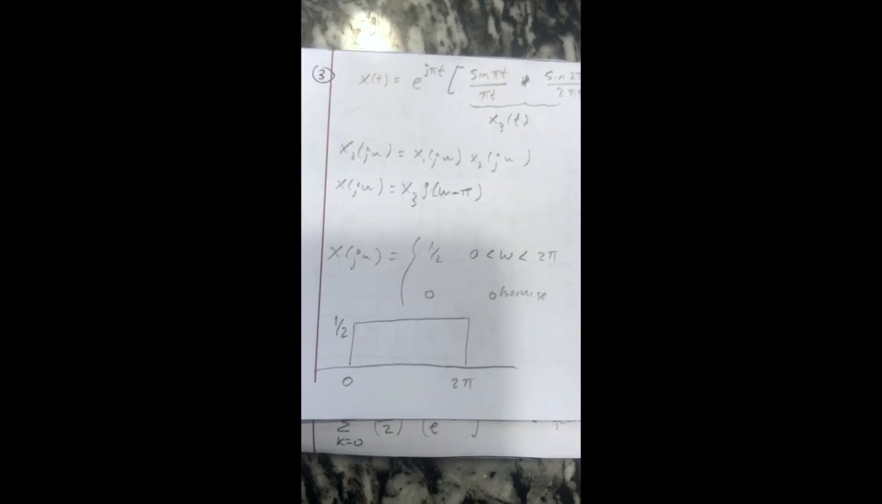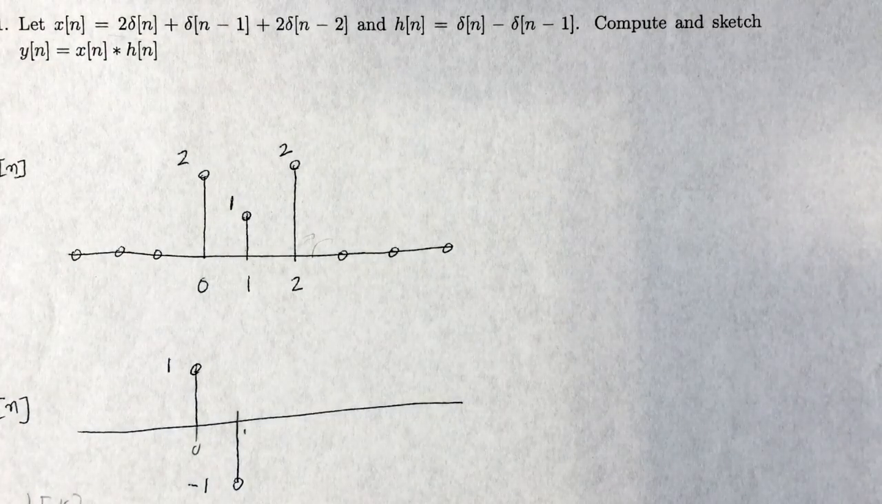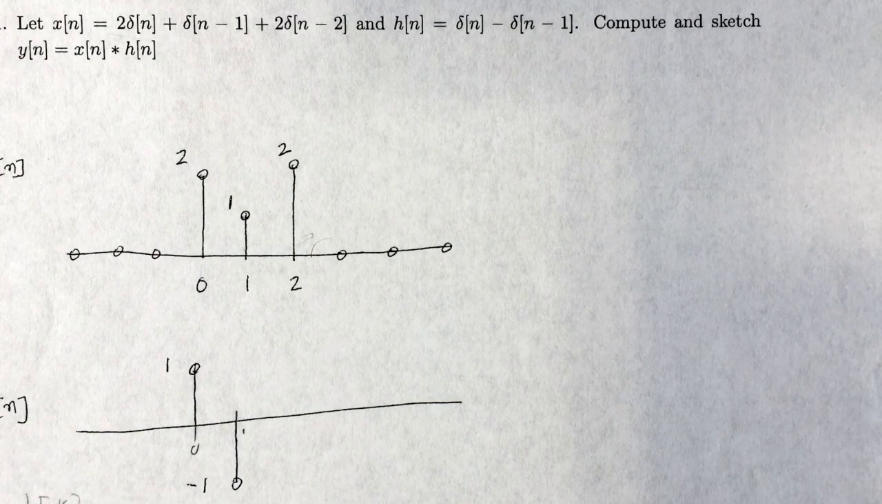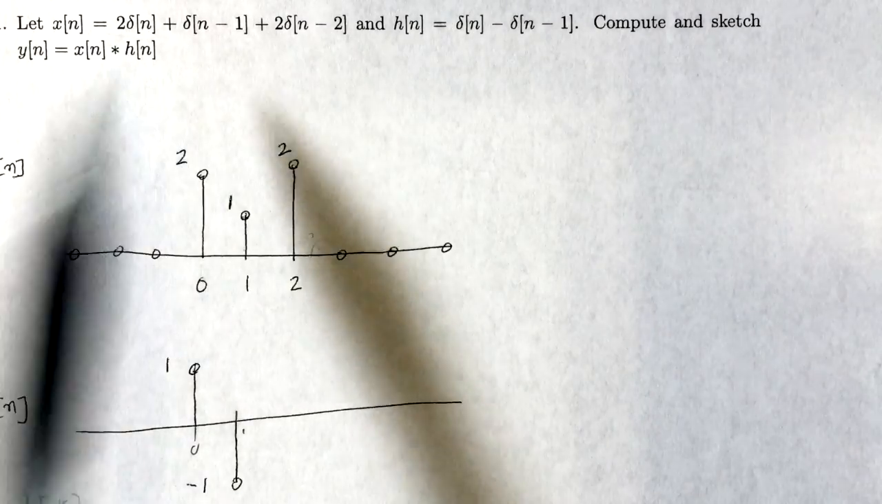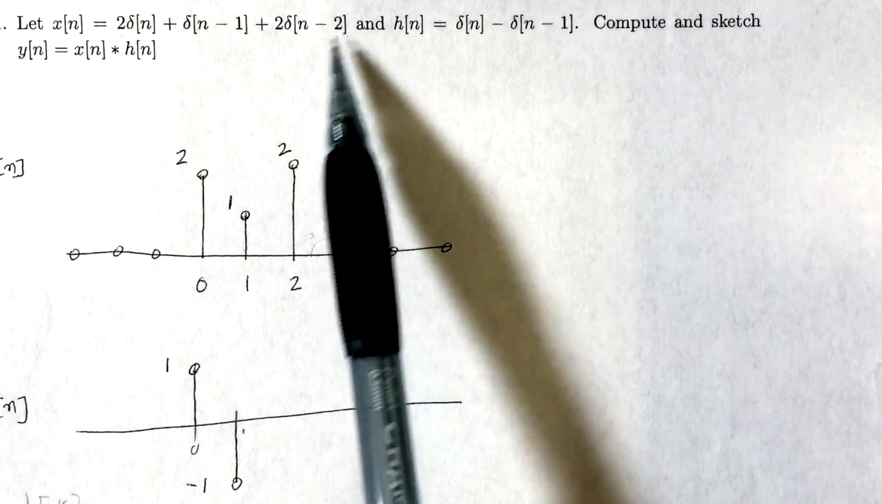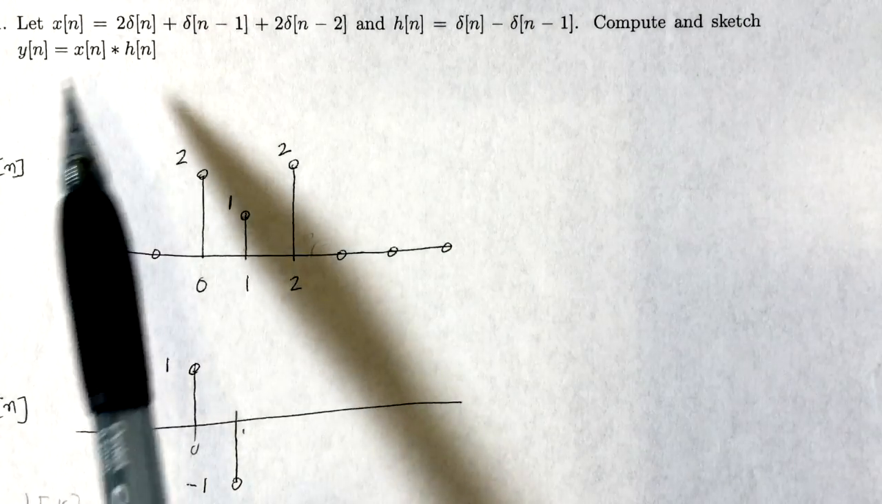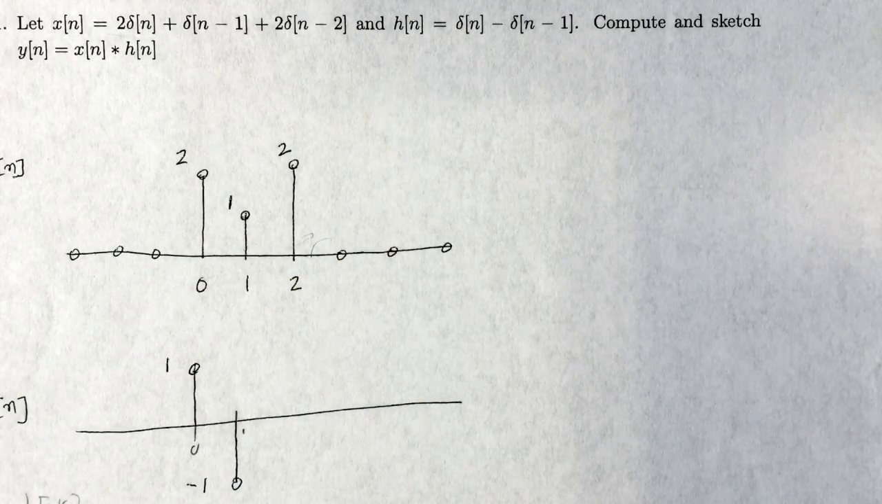Hey everyone. Okay, so today we are going to go over quiz 4 from ECEN 314. This is a 30-minute quiz over convolution, 2 questions. So, first question is: let x of n be denoted by this function right here, and h of n denoted by this function right here. Compute and sketch y of n, which is defined as the convolution between the two.